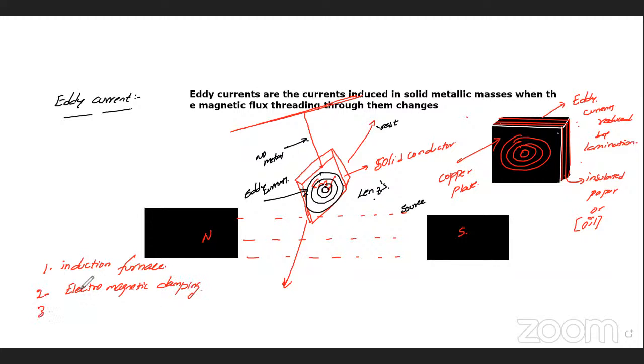Third, electric brakes. We use electric brakes in railway trains. So we are using eddy currents in trains. And one more thing, we use them in speedometers. Speedometer. These are a few of the applications.